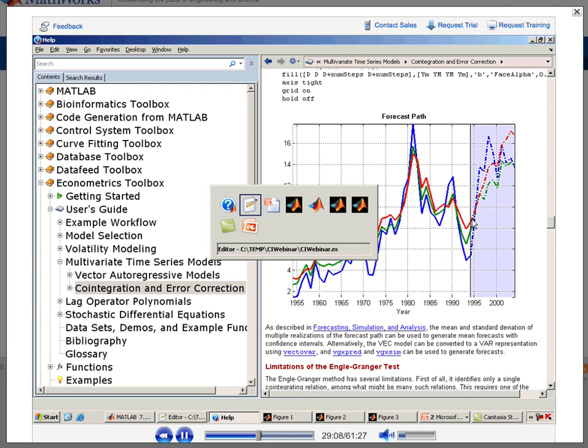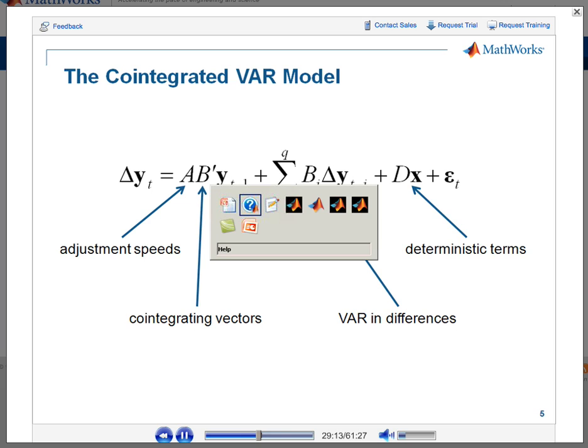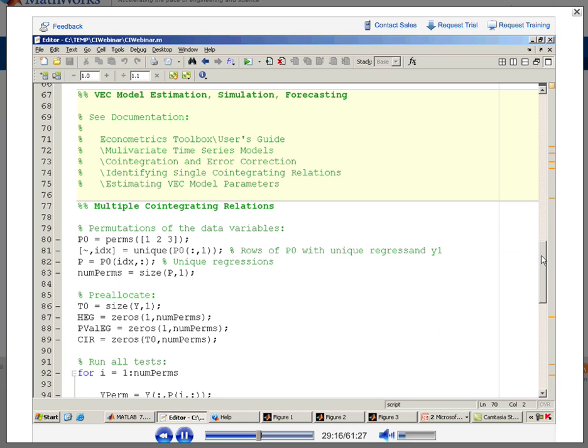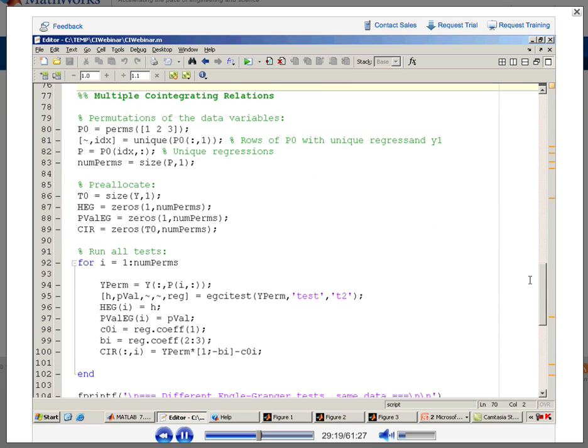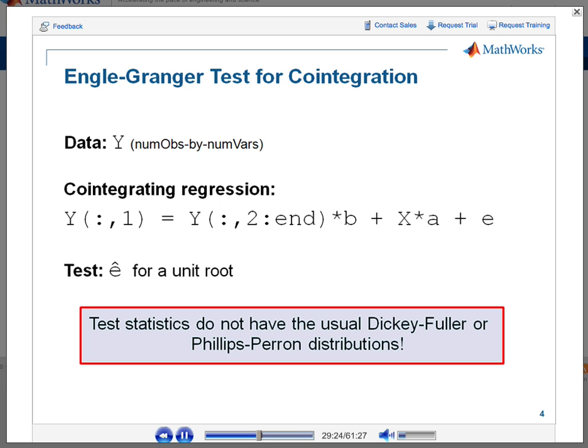Now, there are some limitations of the Engle-Granger test, and I just want to point that out here. One of the problems with the Engle-Granger test is that we almost always have to arbitrarily pick one of the variables to be the regressand and the other variables to be the regressors. And we might expect that the B we get, and maybe even the inference we get from the test, will depend on our choice of this first variable that we're going to put on the left-hand side. And indeed, that's the case.